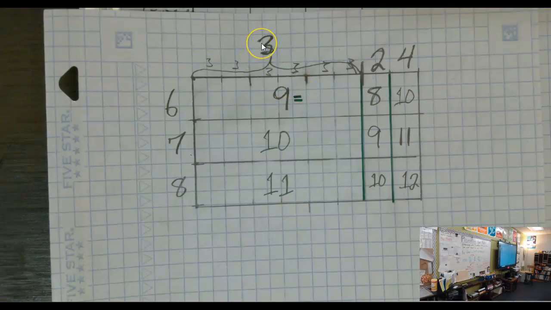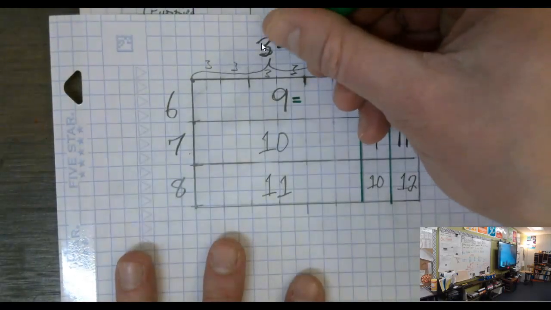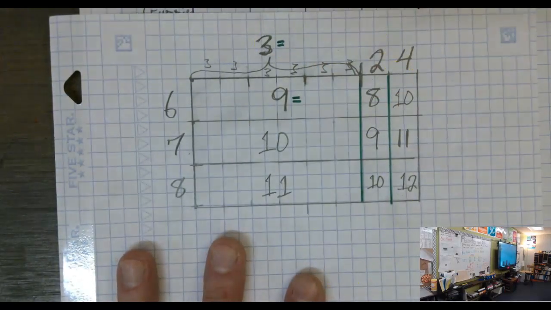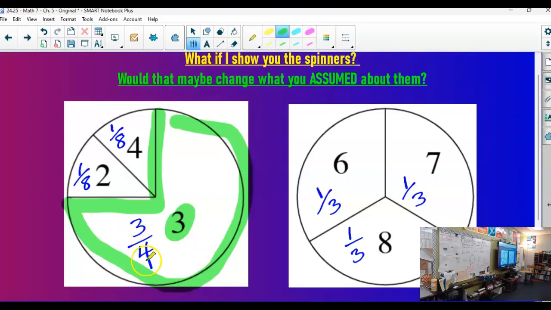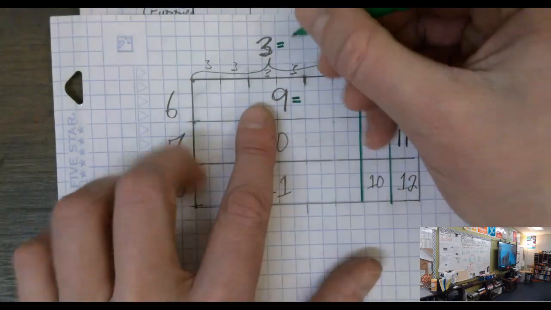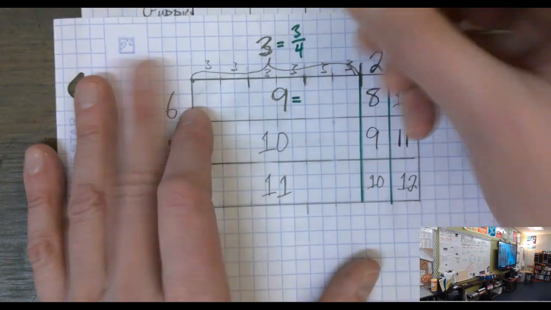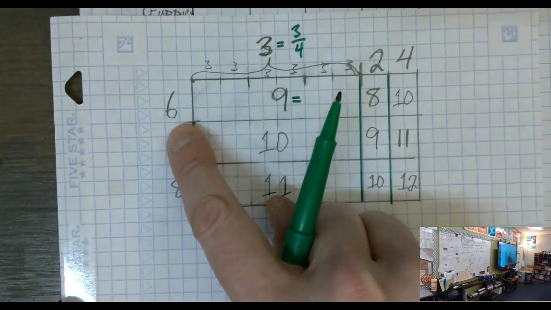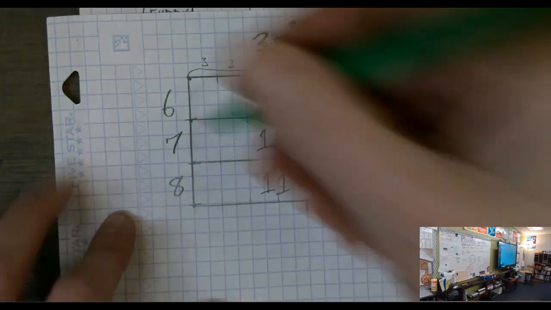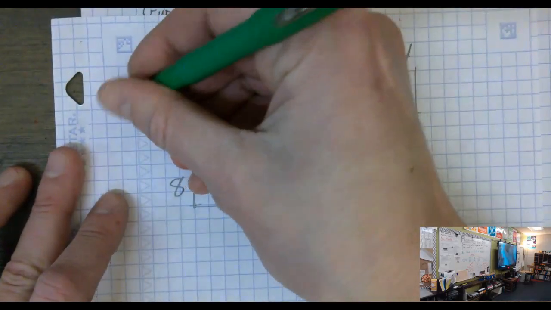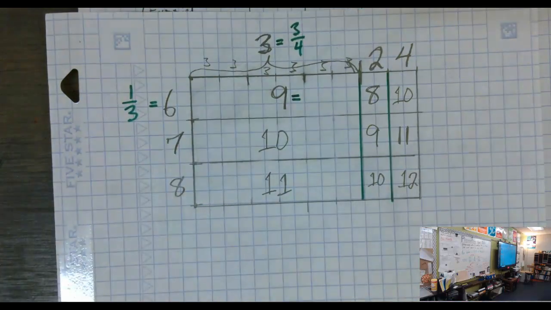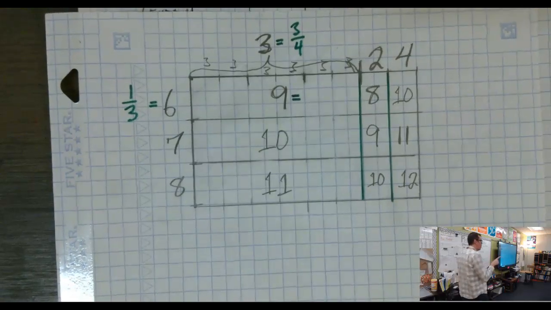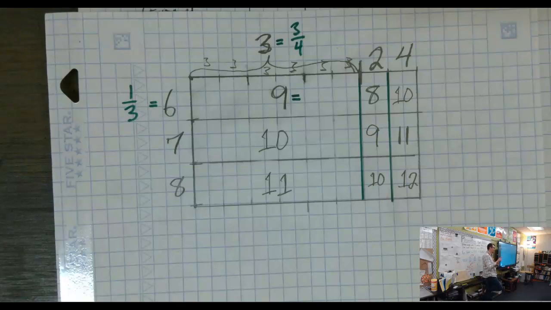This 3 had a what chance? I asked you guys to draw the spinners on your paper. 3/4, right? So that 3 had a chance of 3/4. But that was just for the 3. What chance did the 6 have? A third, right? So we said that has a third chance of happening. Do we need the 6 or 3, or do we need the 6 and 3? We need both of them to happen.